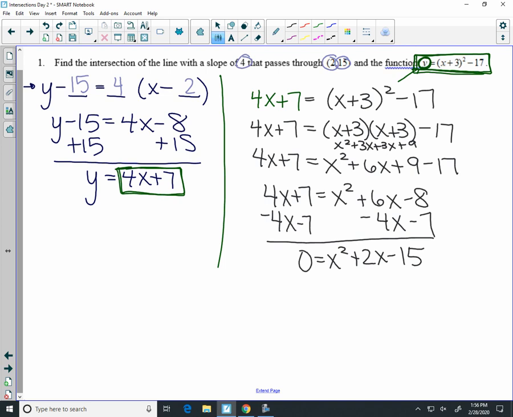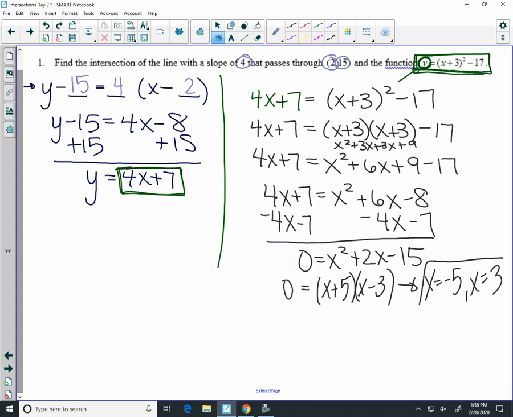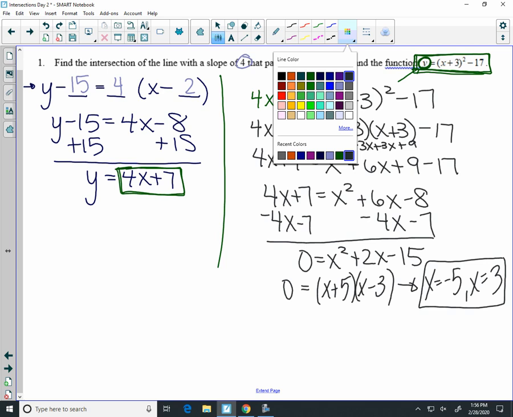My two factors of -15 that add to 2 are +5 and -3. So that gives me x is equal to -5 and x is equal to +3. Those are my x values. I'm going to plug back in to find my y's. And I'm going to always plug back into the simpler equation.